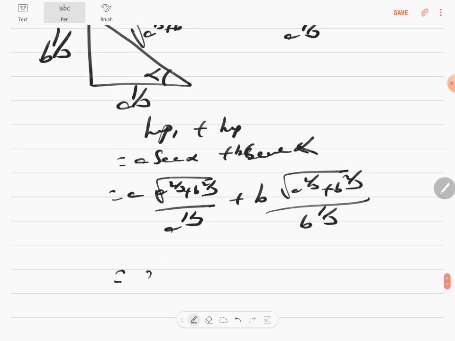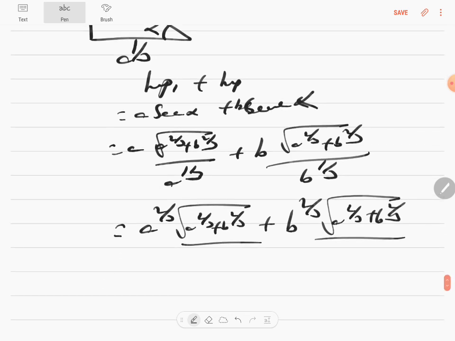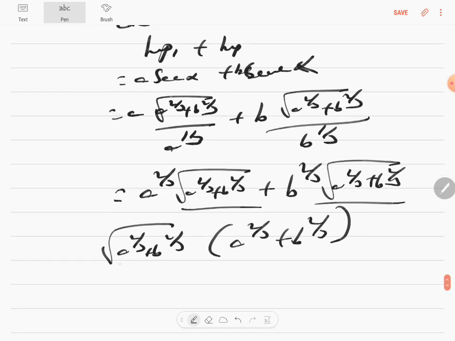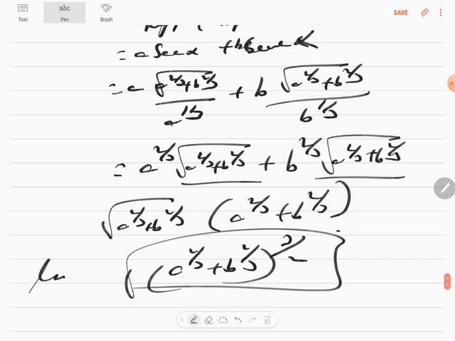Taking this upstairs, we get a to the power 2 by 3 root of a to the power 2 by 3 plus b to the power 2 by 3, plus b to the power 2 by 3 root of a to the power 2 by 3 plus b to the power 2 by 3. So what is common is root of a to the power 2 by 3 plus b to the power 2 by 3. You'll get a to the power 2 by 3 plus b to the power 2 by 3 whole to the power 1 by 2, and whole to the power 1 is whole to the power 3 by 2. So a to the power 2 by 3 plus b to the power 2 by 3 the whole to the power 3 by 2 is the length of the hypotenuse.